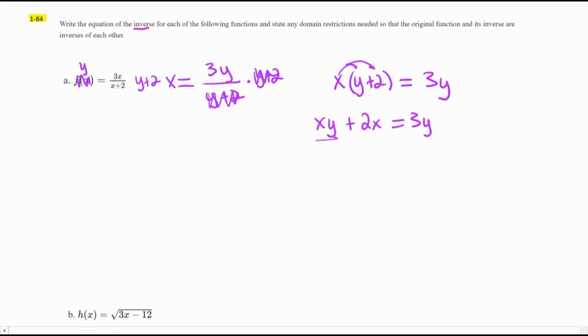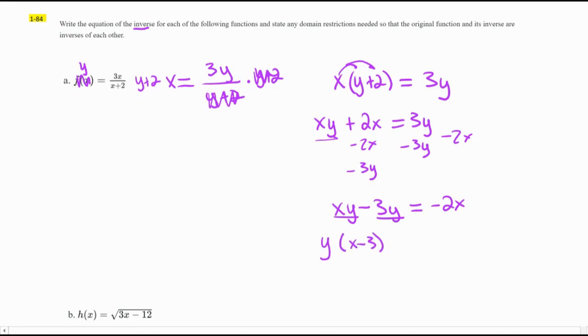But bear with me, we're going to get all of the y's on one side because that's what we're trying to solve for. So I am going to subtract 2x from both sides, and I'm going to do this at the same time, and hopefully it doesn't confuse you. Subtract 3y from both sides. So I got xy minus 3y equals negative 2x. Now I can use what I know about greatest common factors to say that I can pull out a y from this, which leaves me with y times (x minus 3) equals negative 2x. And now to get y by itself, I divide both sides by x minus 3.